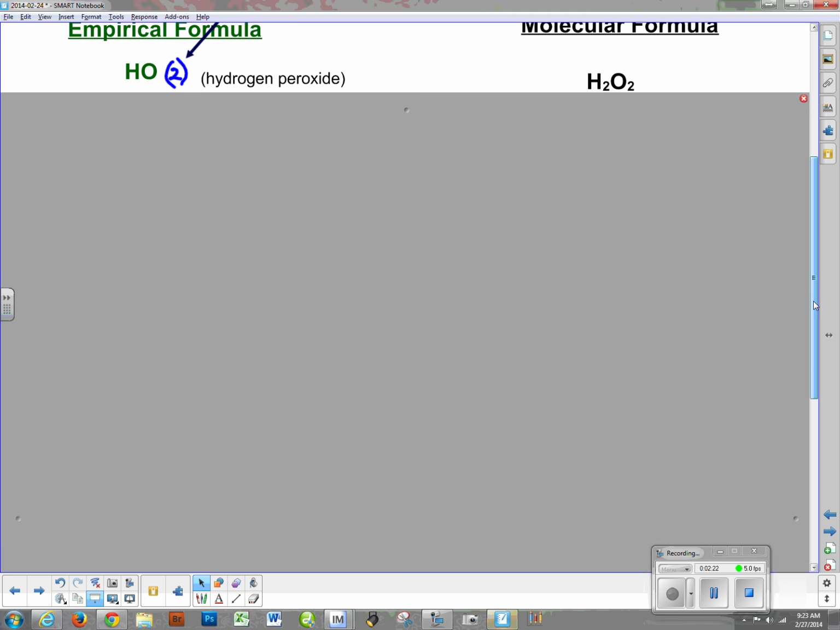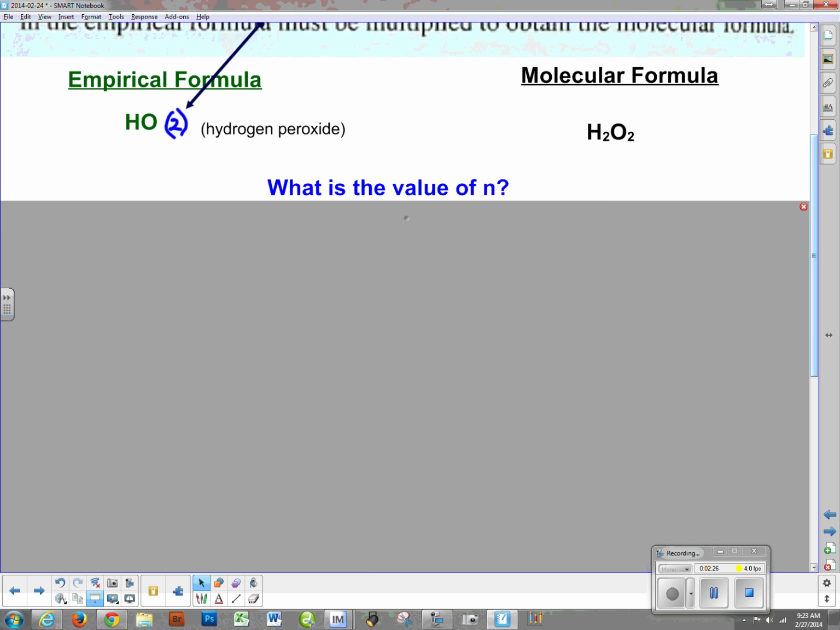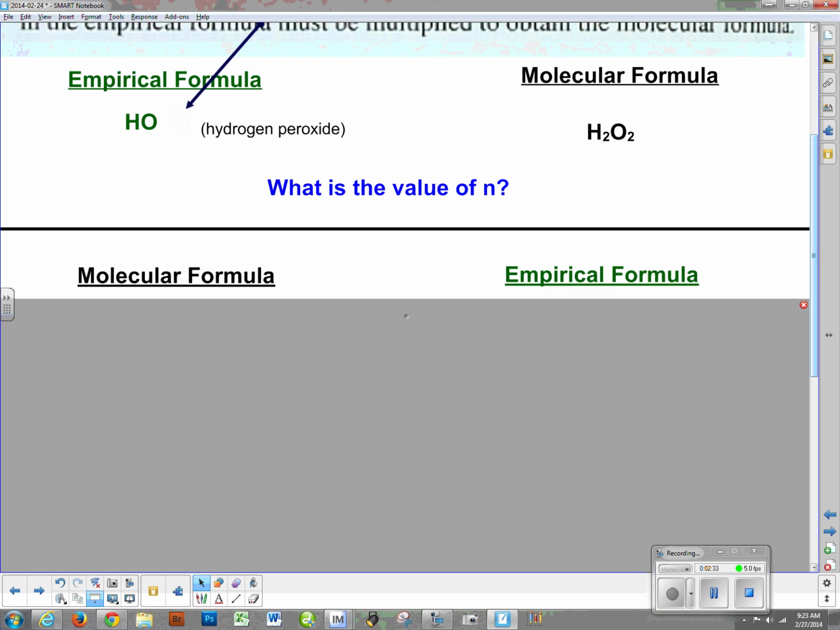Okay, let's go on and let's look at a second one. So the value of n we realized was 2. So I'm going to get rid of that so I don't have it there next time I go to the screen. And now we're going to have molecular and empirical. I switched sides on you this time because I'm going to give you the molecular formula, and then we're going to figure out the empirical formula, and that is another way of finding the value of n.